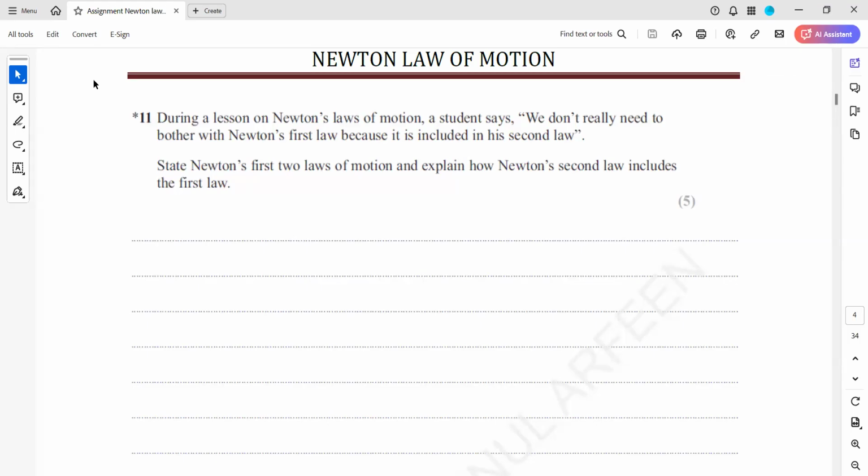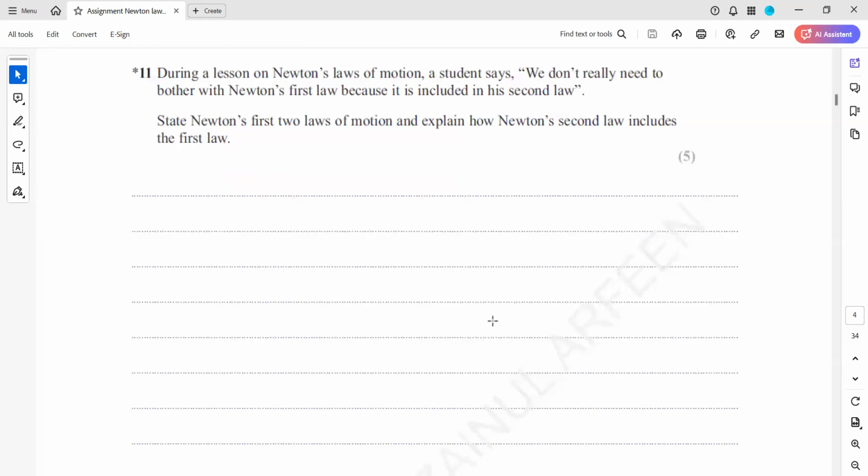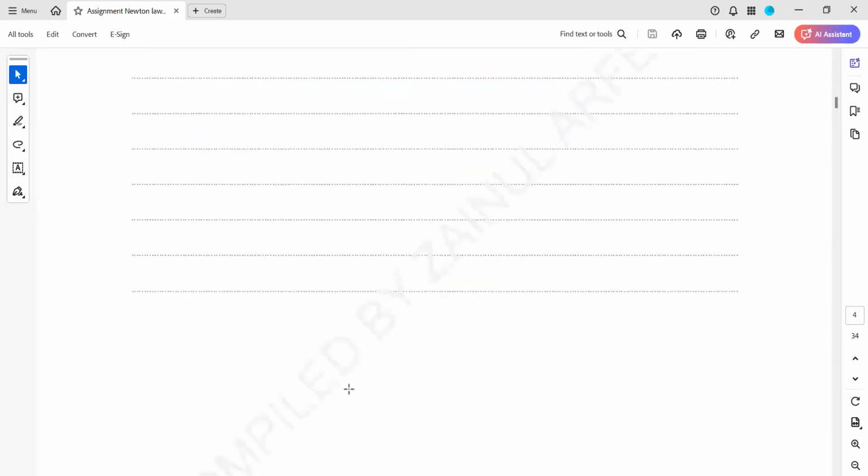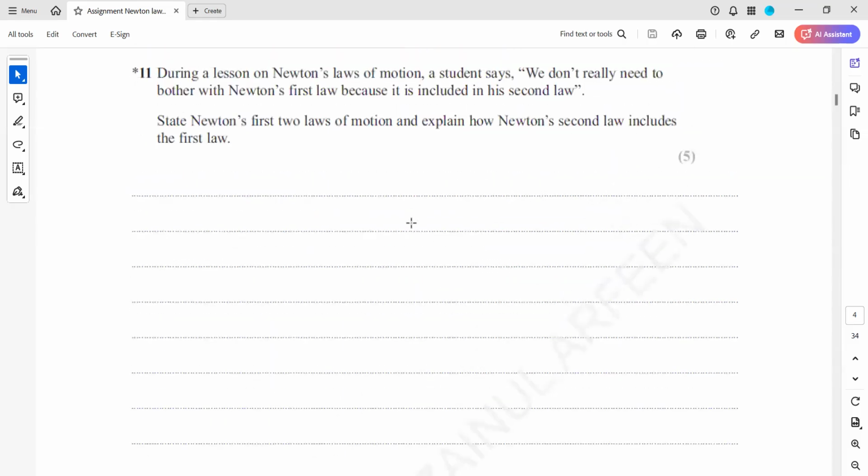Is it clear? Discussion? Anyone having a doubt in this part? Yes, we have to mention which one is the first law and which one is the second law. We have to mention that as well. Is it clear about the relation between the first and the second law, the statements? So how do you gain the 5 marks?